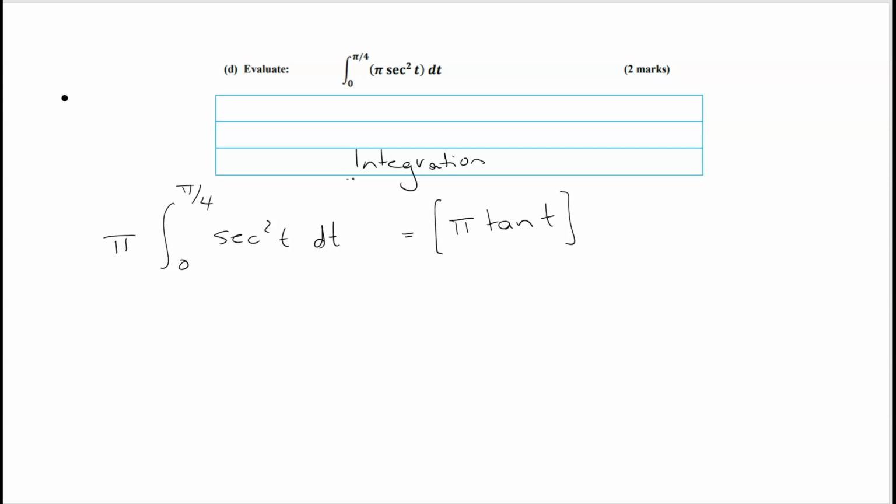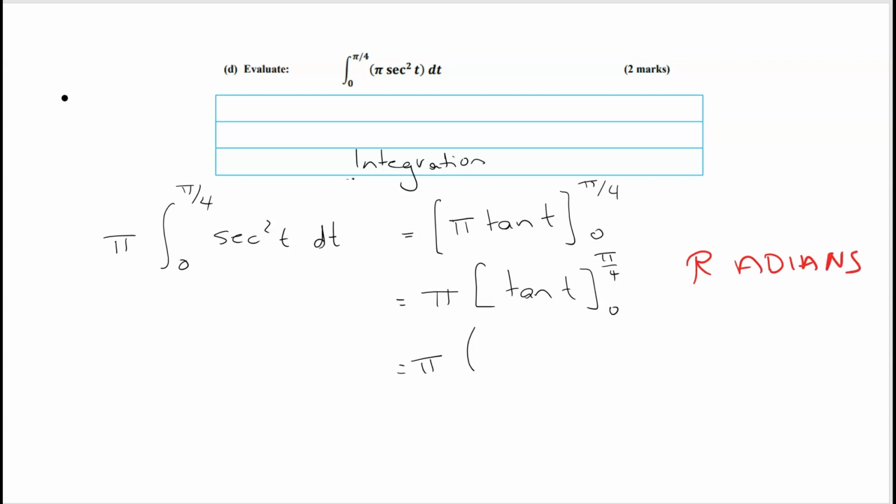Make sure you don't change it to x. Students are very happy to just go, oh, it's always about dx, but it's not. And that this is going to be between pi by 4 and 0. So taking the pi outside that, then we have pi times, putting in pi by 4, don't forget your calculators in radians, that's going to be 1 minus 0, which is equal to pi.